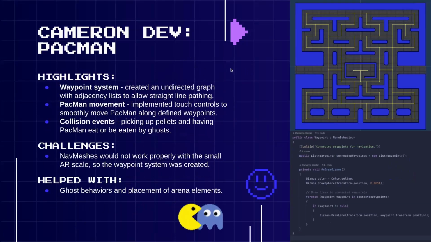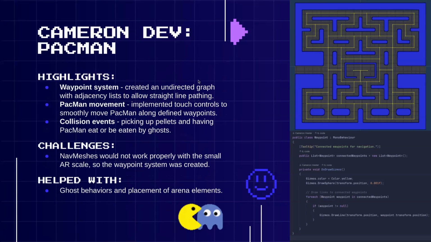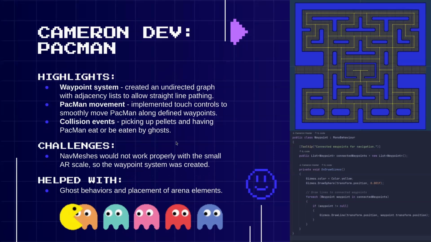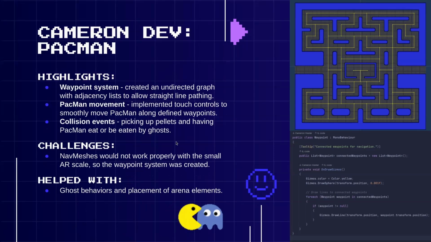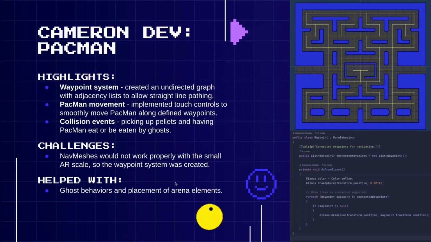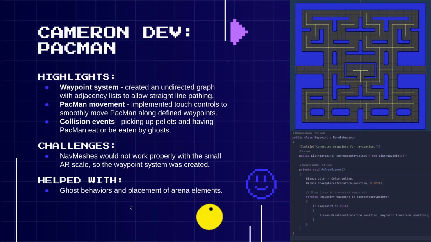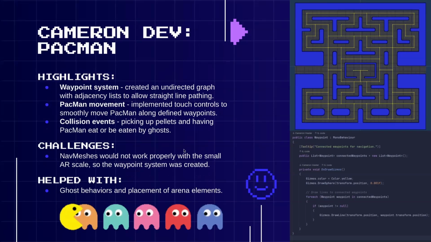For Pac-Man, I worked on a waypoint system to allow smooth linear movement of Pac-Man and the ghosts in the arena, the touch controls for Pac-Man, and the collision events in the game. Nav meshes would not work very well with the small AR scale, and it couldn't really be dealt with, so we went with this waypoint system instead, and that was one of our biggest deviations from the plan. I also helped with some of the ghost behaviors and placement of certain arena elements. Now I'll pass the mic off to my colleagues Rosemary and Phil to walk you through their development on the project.